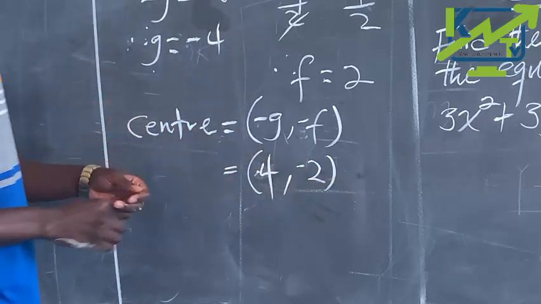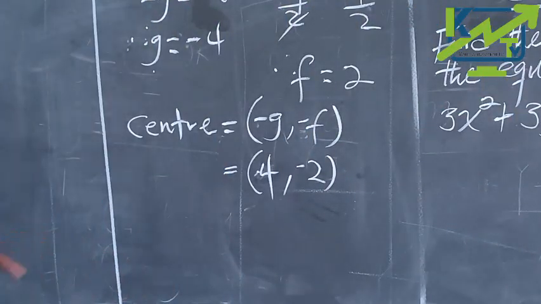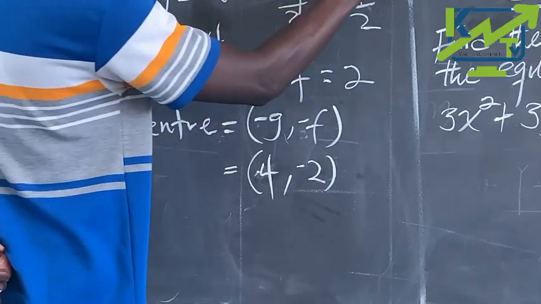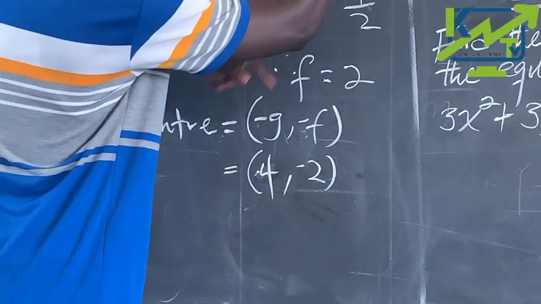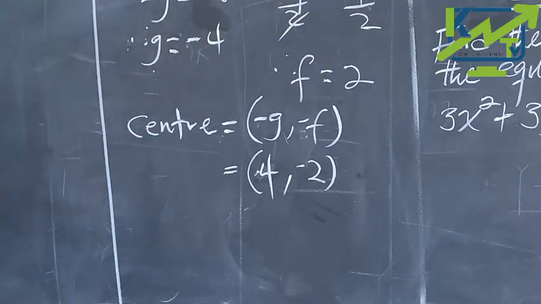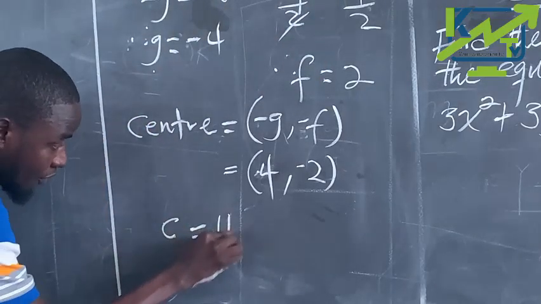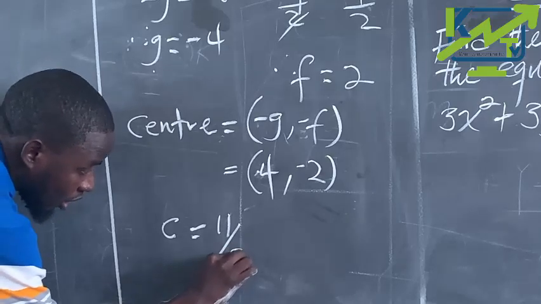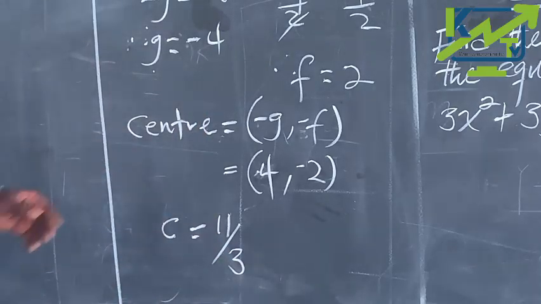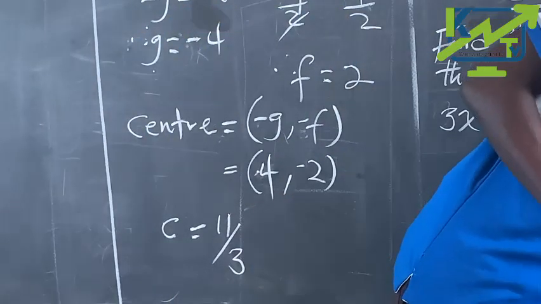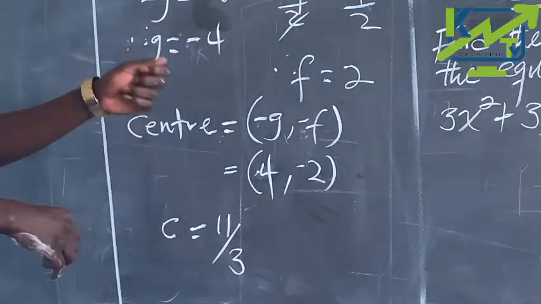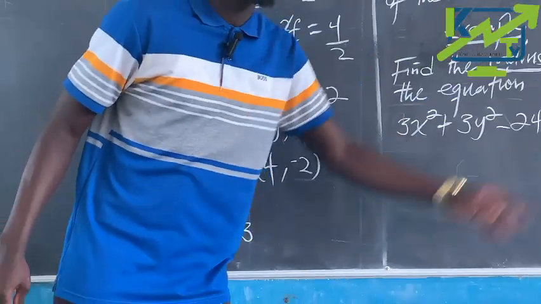The question asks you to find the radius and the center. Are you seeing that? Now, comparing this one also, we need to know our constant. Because when I compare this one, that means that this 11 over 3 is our constant. So now my c also is going to be 11 over 3. So now we can find our radius. We are going to use this formula here to find the radius of the circle, because the question asks you to find the radius and the center of the circle.